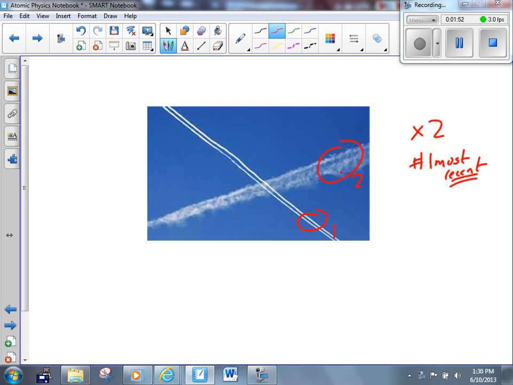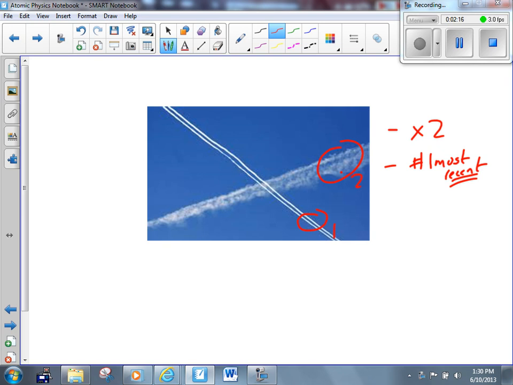Over time, it spreads out and gets a little bit more fluffy, a little bit more cloud-like, right? Which is really what it is. It's a cloud. It's a condensation trail or a cloud trail behind these two airplanes. 1 is the most recent, 2 is a little bit further back in time. What else do we know? There's 2 planes. Number 1 flew by recently. Number 2 flew by recent enough that we can still see the condensation trail, but further back in time.